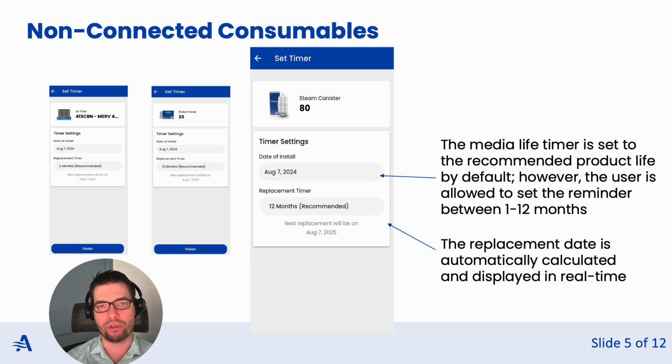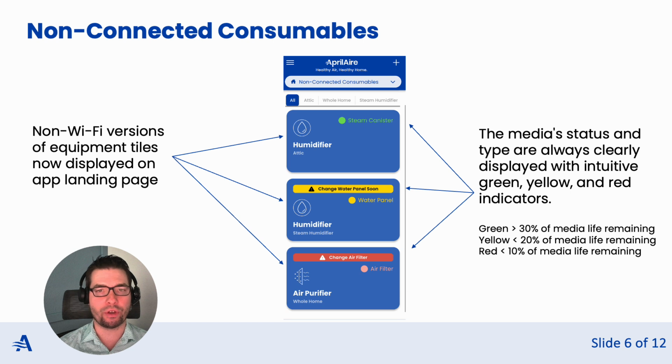This page allows the user to set the date the product was installed and when they want the product to be replaced. We have recommended defaults, based upon the product, of when it needs to be replaced. The user can set that differently based upon their needs. Once the user is done with the timer page, they'll be taken back to this landing page.